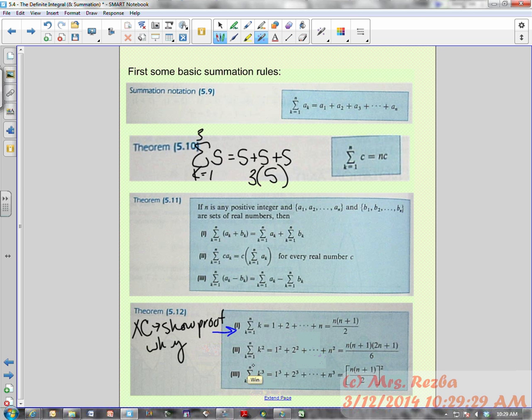The next is a summation of k squared. That's a term squared. It's 1 squared plus 2 squared plus up to n squared, and so on. It is n times n plus 1 times 2n plus 1, all divided by 6. The last one is the summation from k equals 1 to n of k cubed. It is 1 cubed plus 2 cubed plus and so on, plus n cubed, which is equal to the quantity n times n plus 1 divided by 2, quantity squared.